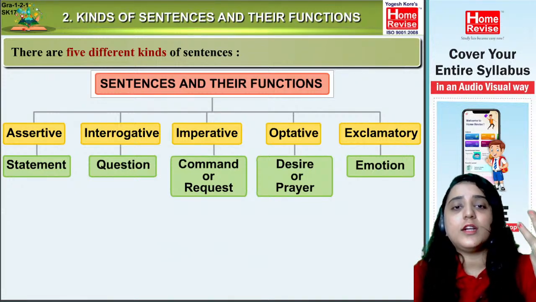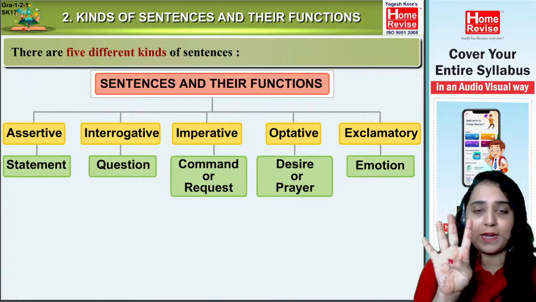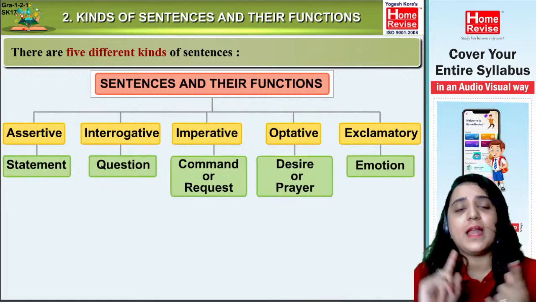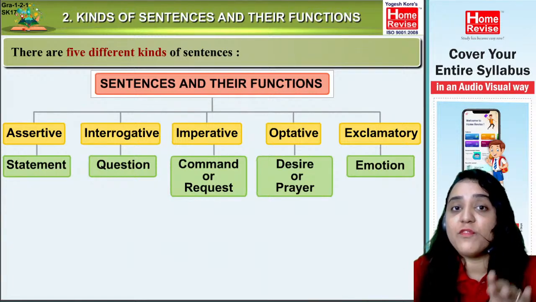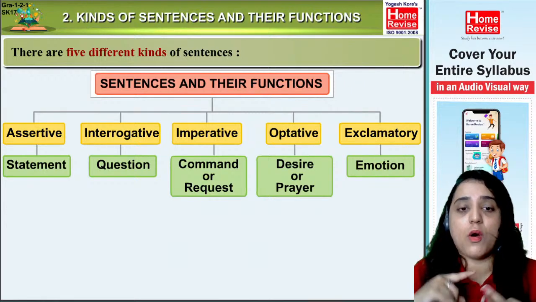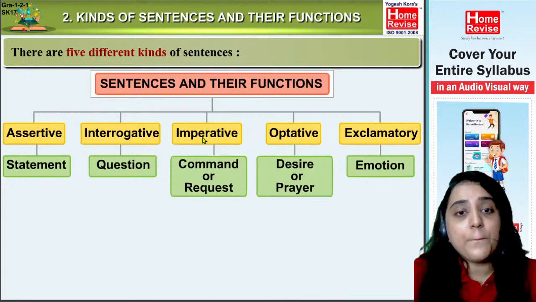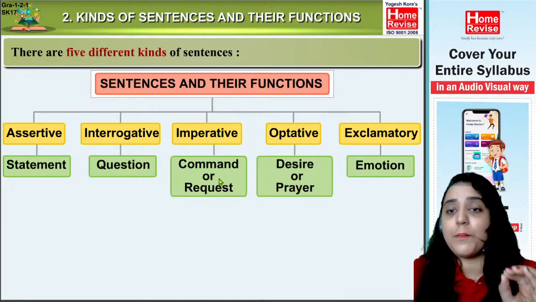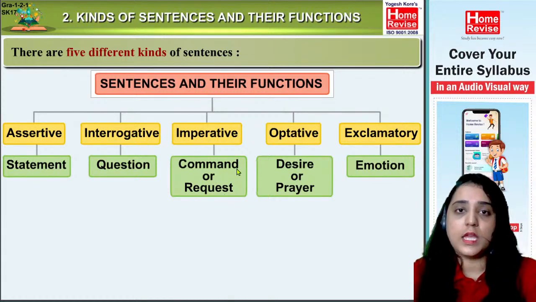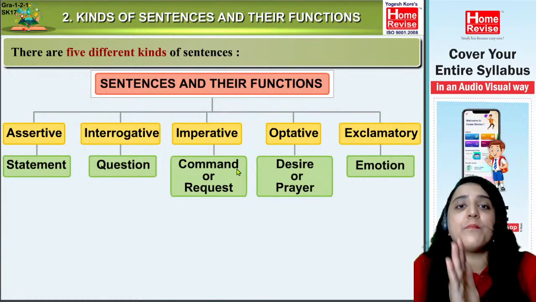Fine. And the third part is imperative. Many of you might know only four kinds of sentences: assertive, interrogative, imperative and exclamatory. In imperative we earlier studied command, request, order and all those things. But now imperative is concerned with command or request. If I give you a command, like just get out of the class, this is a command. So this is an imperative sentence.